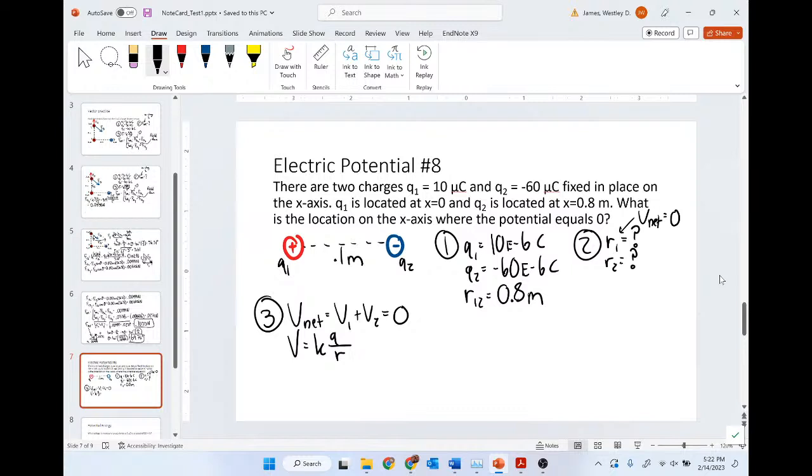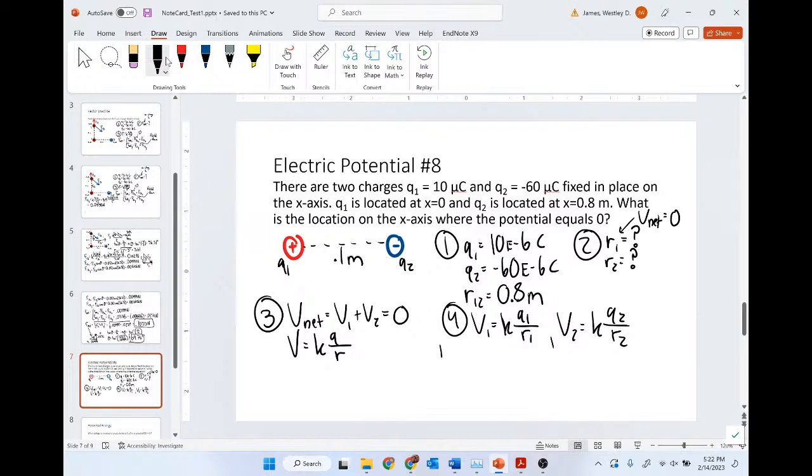Now, something to note here is that, remember, the signs matter. Notice I didn't put absolute values. Let's do it when we start solving things. So V1 is going to equal K Q1 over R1. Pretty straightforward. V2 is going to equal K Q2 over R2. I'm not going to put in any numbers yet. Remember, I like to leave out the numbers as long as possible. Put that in the equation.